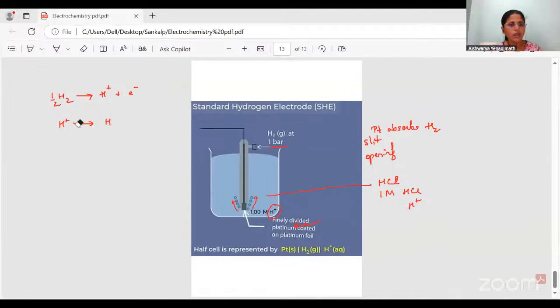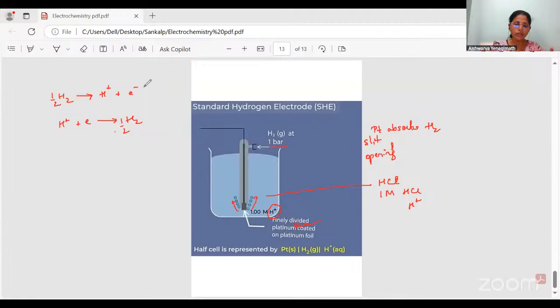Sorry, let me make it very clear. It is gaining electrons and becoming H2. So loss of electrons is oxidation, gain of electrons is reduction. Is that clear? Yes or no? Fine. So on one side oxidation is occurring and on the other side reduction is occurring.